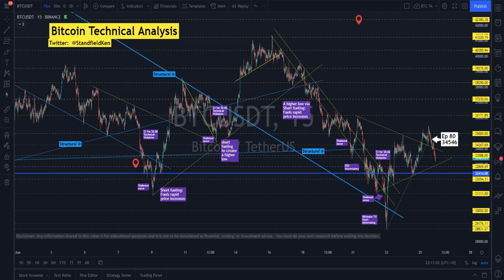Let's turn to Bitcoin technical analysis. At the last episode, episode 80, I said it would be fair if price came back and tested around this particular level, even as low as 32,414. Bitcoin is currently trading at 33,353 approximately.